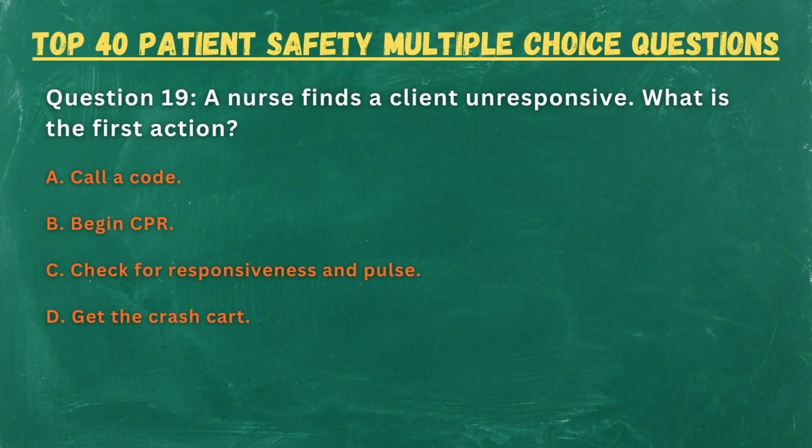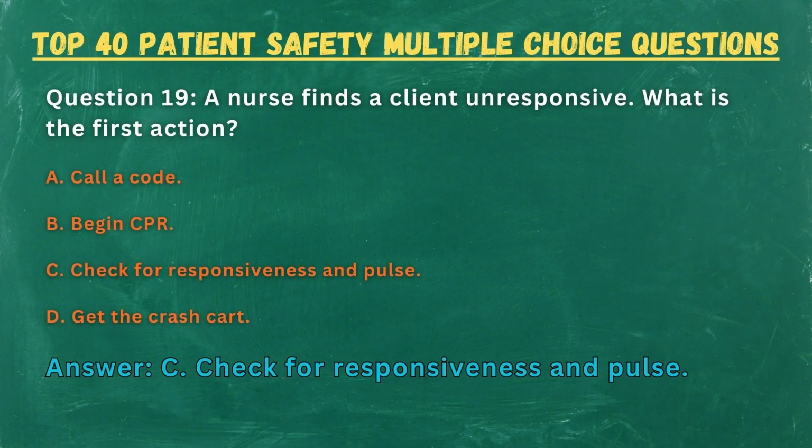Question 19. A nurse finds a client unresponsive. What is the first action? A. Call a code. B. Begin CPR. C. Check for responsiveness and pulse. D. Get the crash cart. Answer: C. Check for responsiveness and pulse.